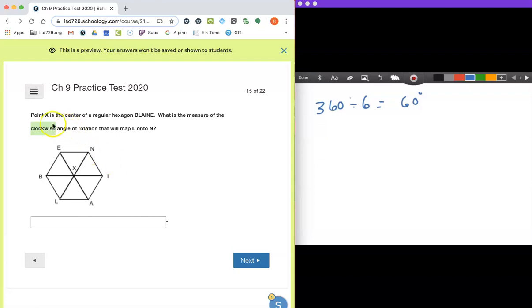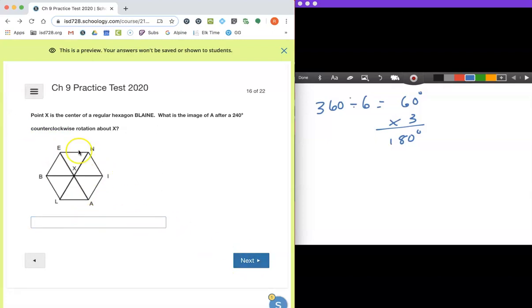So now we have to go clockwise, which is going to be this way, to see how many steps from L to N. Well, it's 1, 2, 3 steps. So we're doing 60 times 3, or this is a 180 degree turn. So this is 180 degrees. You don't have to type in the degree symbol.